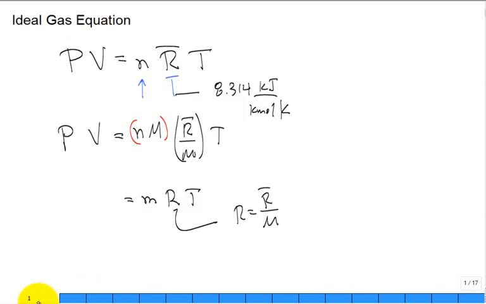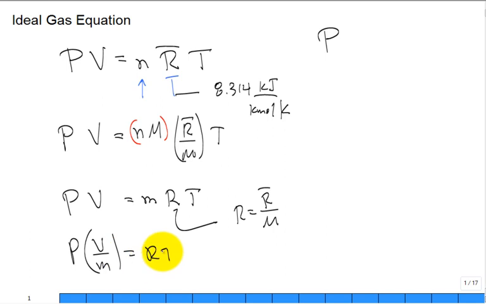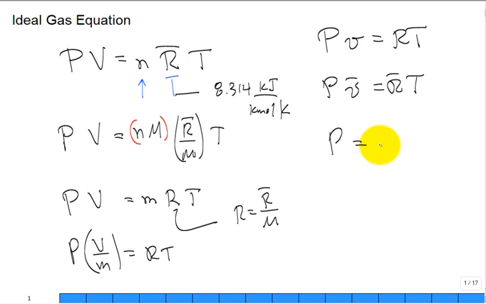There's a couple other variations you should get familiar with. If I bring that M over, I'll have V divided by M equal to RT, which is Pv equal to RT. Or sometimes PV bar is equal to R bar T. So there's a number of variations. Sometimes I'll put P is equal to rho RT. They're just variations of the same equation. Okay?